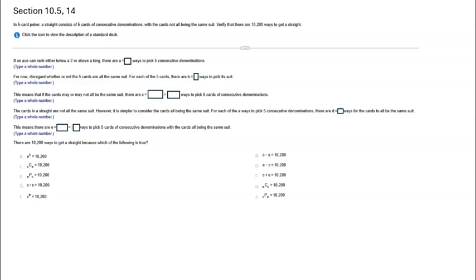So on number 14, it says, in a 5-card poker, a straight consists of 5 cards of consecutive denomination, with the cards not all being the same suit. Verify that there are 10,200 ways to get a straight.